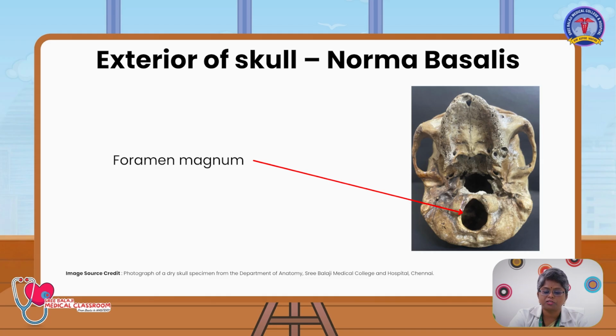Now, the following structures pass through the anterior part: the apical ligament of dens and the membrana tectoria. The posterior part includes the medulla oblongata along with the meninges.